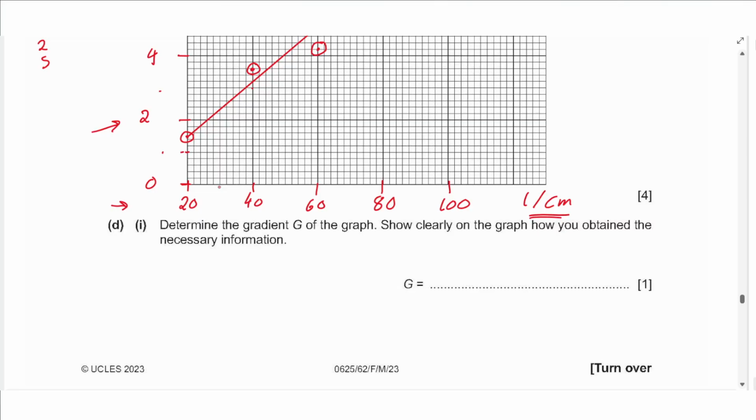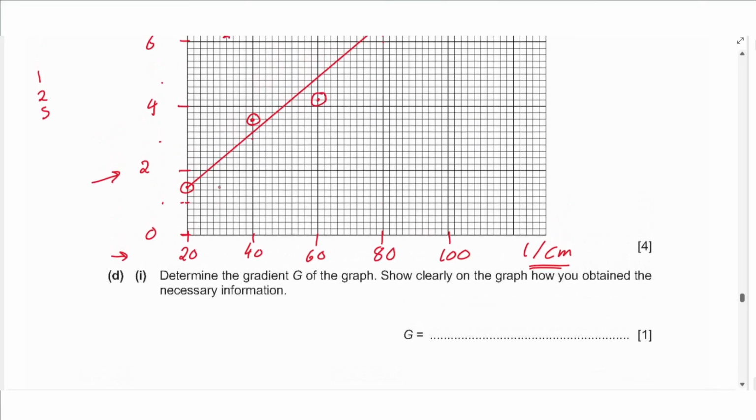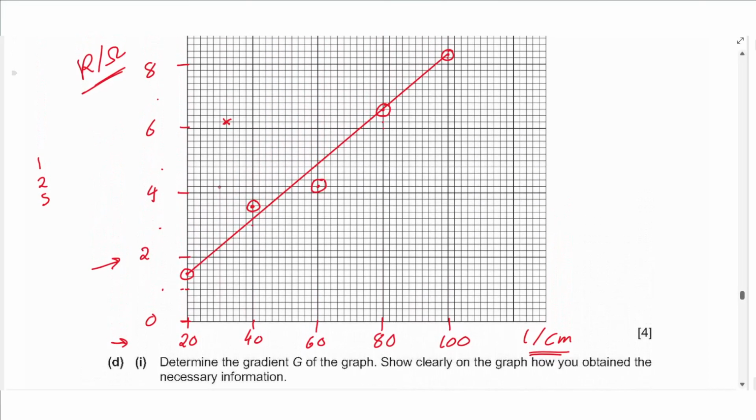Question D1 says determine the gradient G of the graph and show clearly on the graph how you obtained the necessary information. First of all, we need to choose 2 points on the graph. We cannot choose these points from the table because they are not on the line of best fit. For example, this point is already on the line, and we can choose another point that makes a good intersection with the graph grid, like this one, and we draw a triangle to point out which points we are going to use in our gradient calculation.